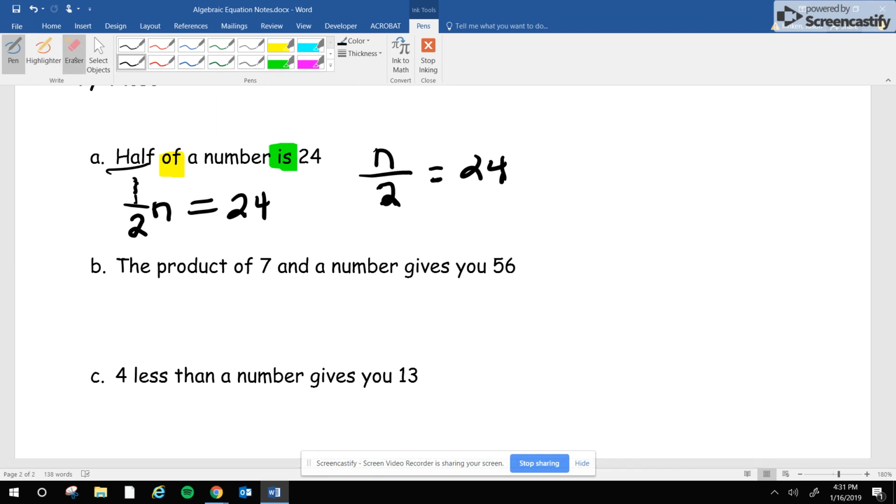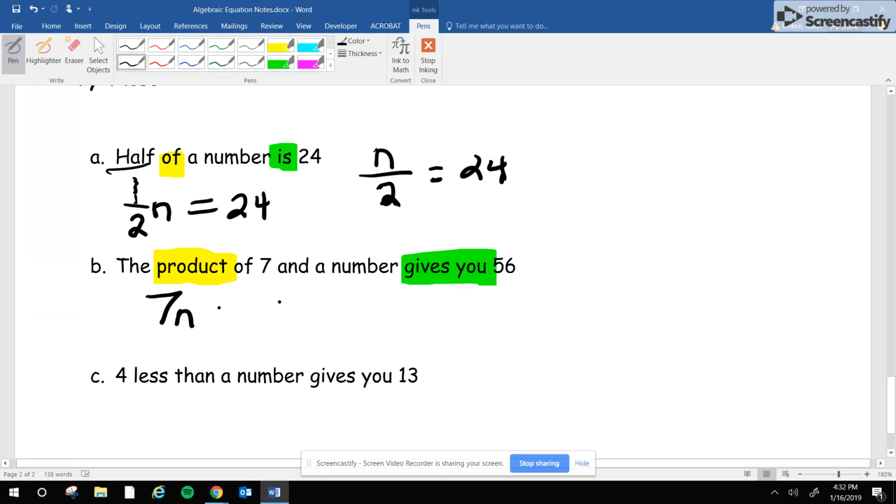The next one, we've got the product, which once again is the answer to multiplication. And we've got gives you for our equals. There we go. So once again, since we're multiplying, 7 will be my coefficient. A number, we're going to use a variable, so I'm going to use n, gives you equals 56. So we have 7 times n as one expression, and 56 is our other, and we're going to make it equal.